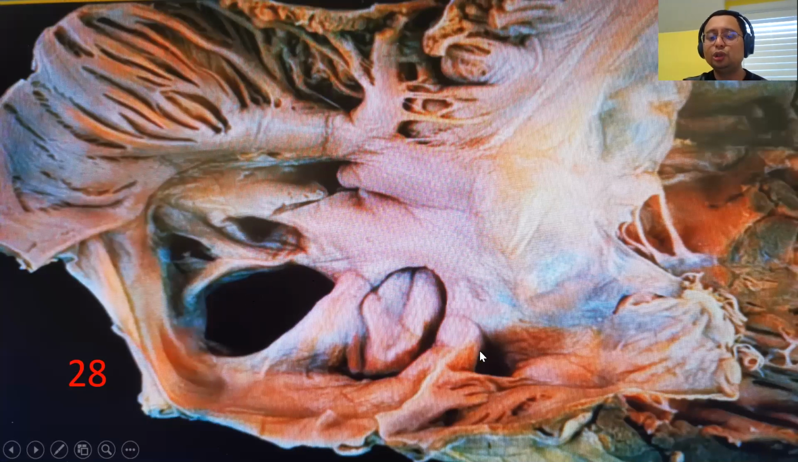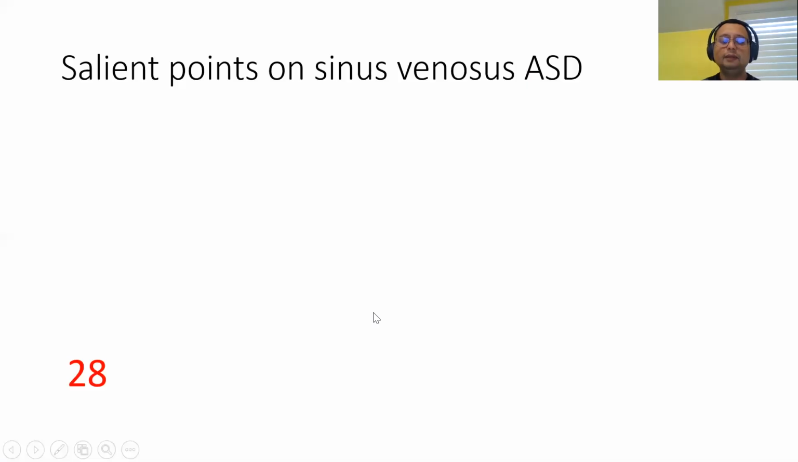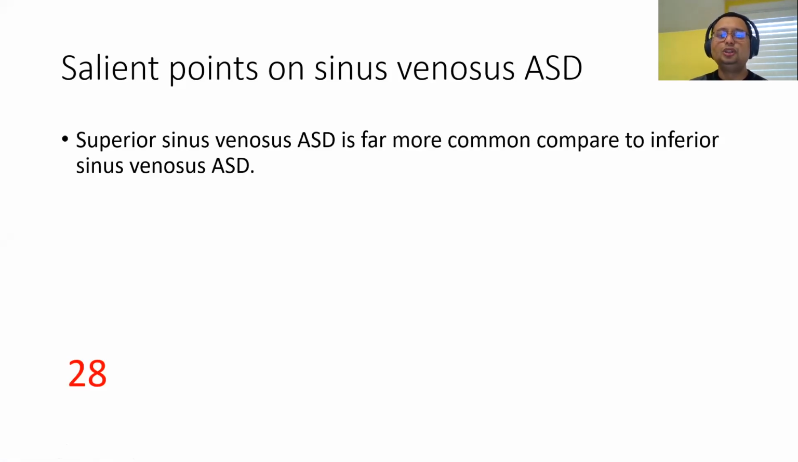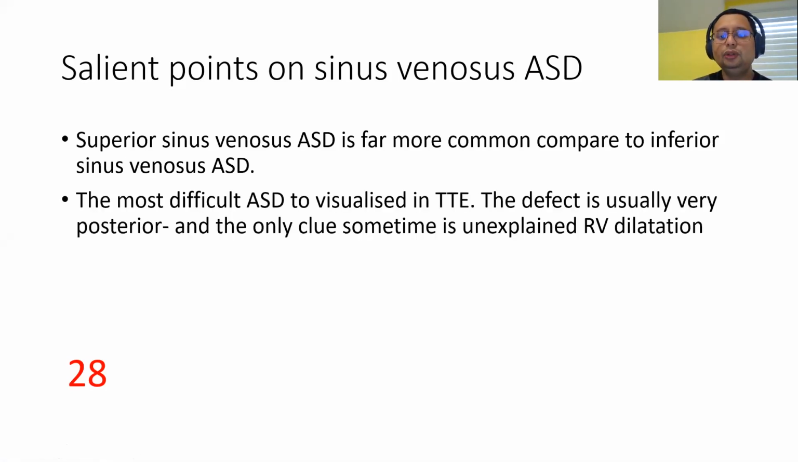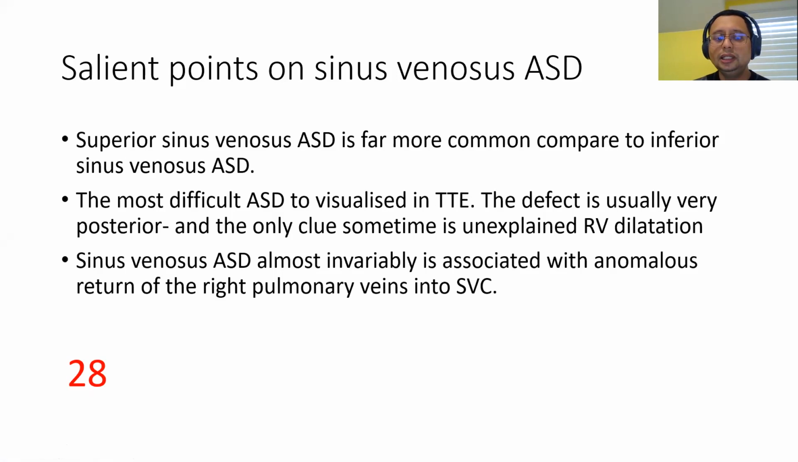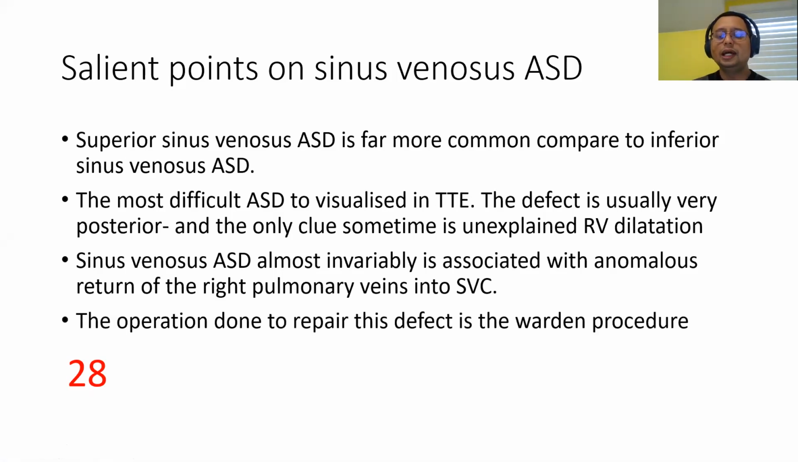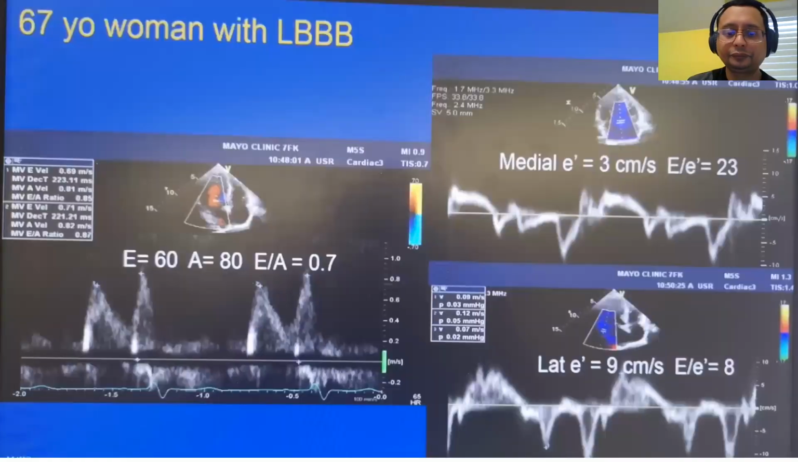That is called the Warden procedure. Okay, so this is your fossa ovalis. What is a salient point on sinus venosus ASD? Superior sinus venosus ASD is far more common compared to inferior sinus venosus ASD. It is the most difficult ASD to visualize in TTE. The defect is usually very posterior, and the only clue sometimes is unexplained RV dilatation. Sinus venosus ASD almost invariably is associated with anomalous return of the right pulmonary vein into the SVC, and the operation done to repair this defect is the Warden procedure.